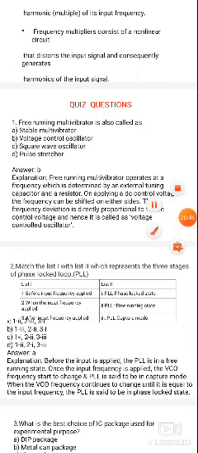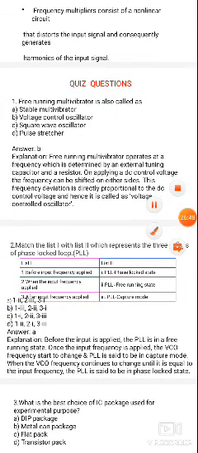So here are some quiz questions related to complete PLL 565, 566 or frequency multipliers, advantages of capture range, and locked range. The quiz questions we will discuss first.